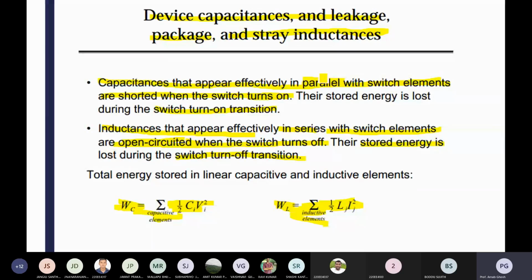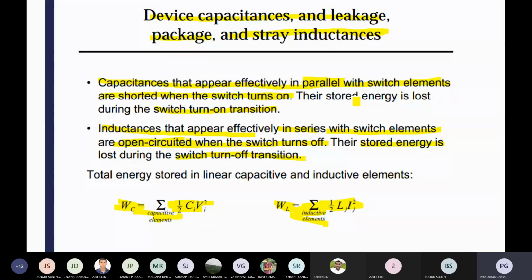So switch elements are shorted when the switch is turned on, and capacitors appear effectively in parallel with the switching elements. Are you getting my point? When the switch is on, it will be a short circuit, so voltage will not be there. All the current is passing through that path, so definitely some capacitive nature should be there. By default it will appear across, in parallel with your switches. That's why it is saying like that.